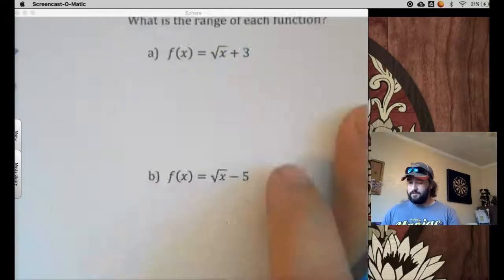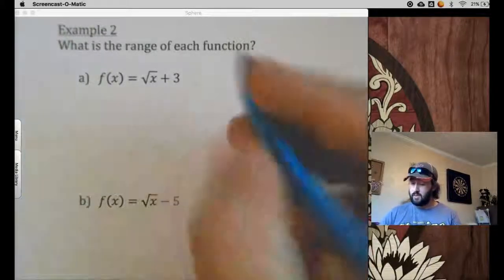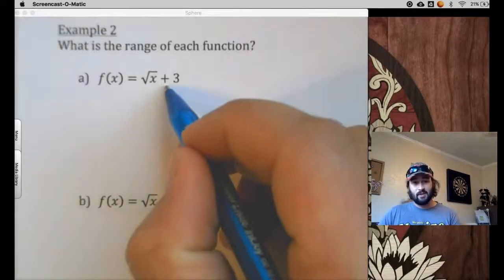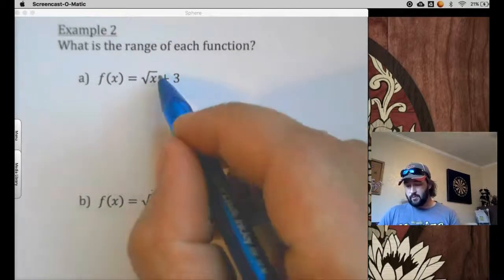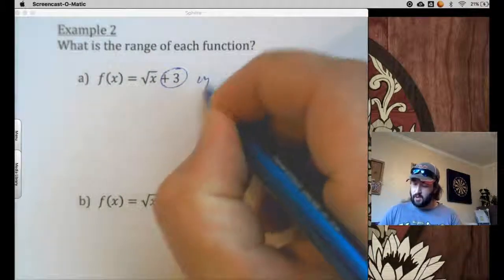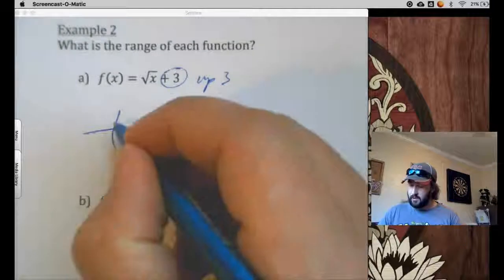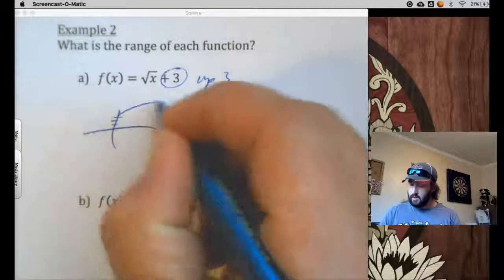All right, moving on. So next two, we have what is the range of each function. So still doing the same thing, but notice this is not inside with the x anymore. This is on the outside. My square root stops right there at the x. So what this does is it affects it in the y direction. We do exactly what we see, and we're going to move our function up by 3. 1, 2, 3. So now it's opening like that.